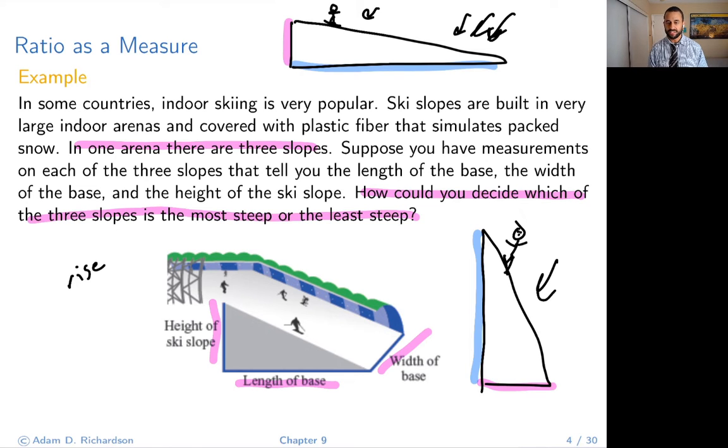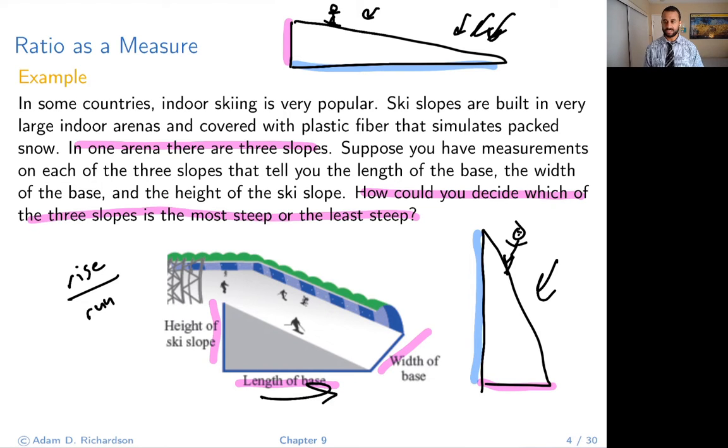And then let's compare that to how far you go left or right. Maybe we can call that the run, right? And does that look familiar to anybody? Rise over run? What do you think? That's the slope. That's what we talk about whenever we talk about slope.